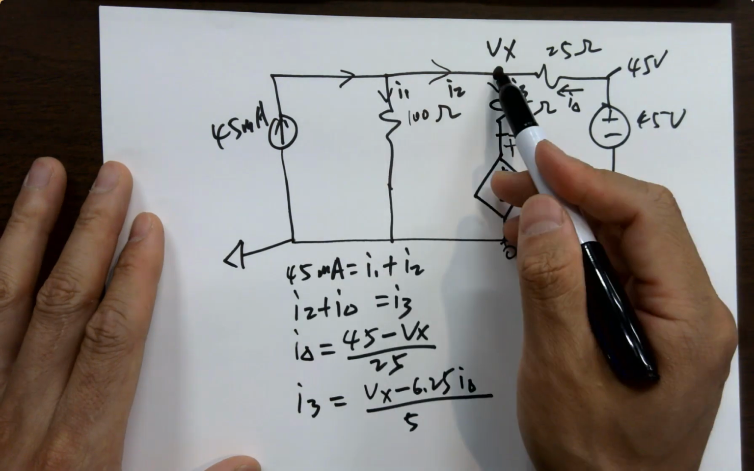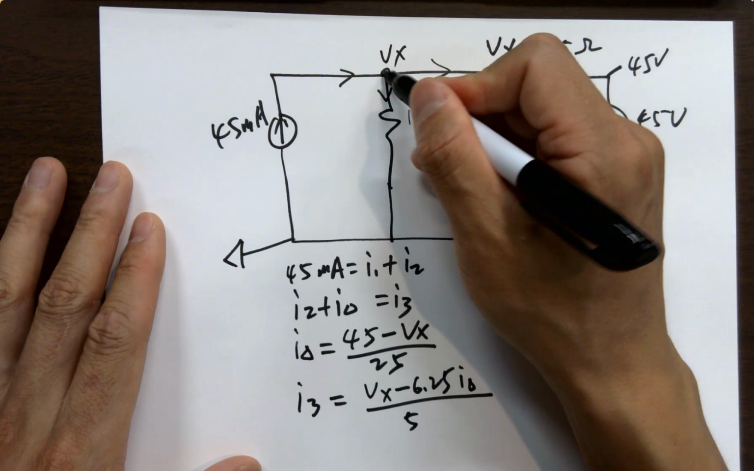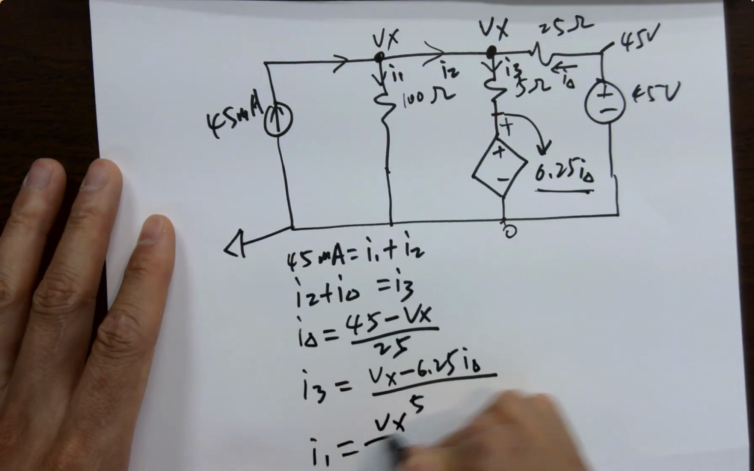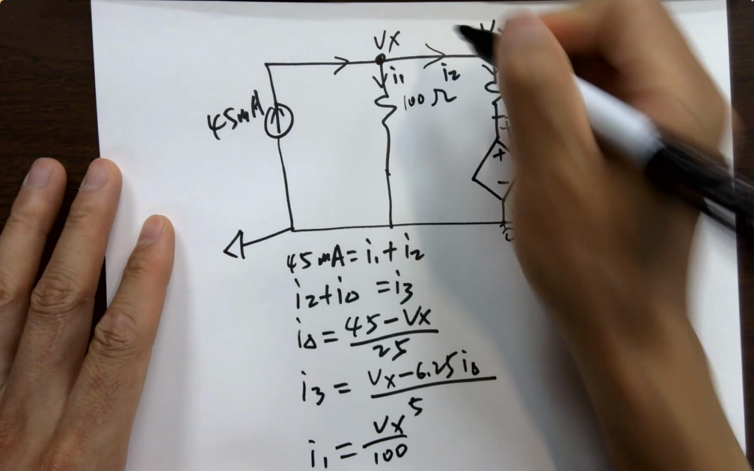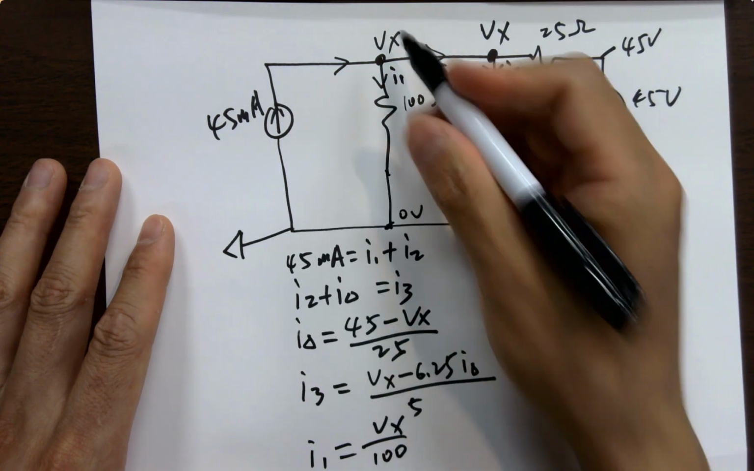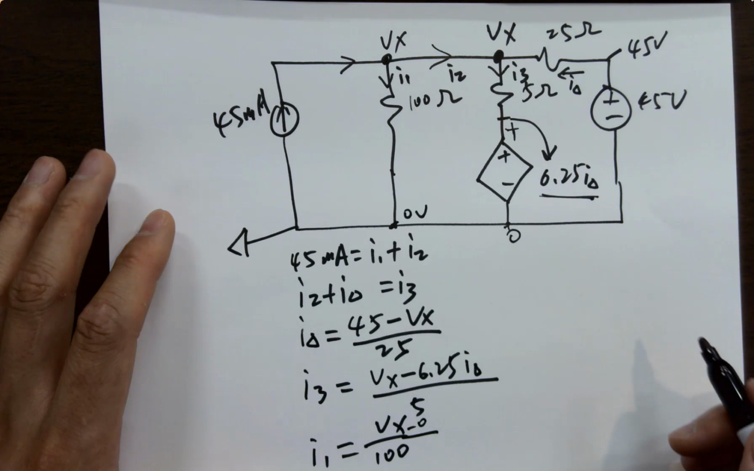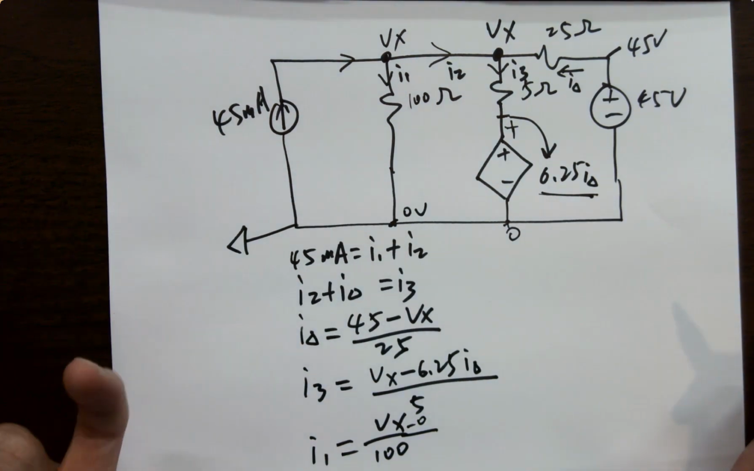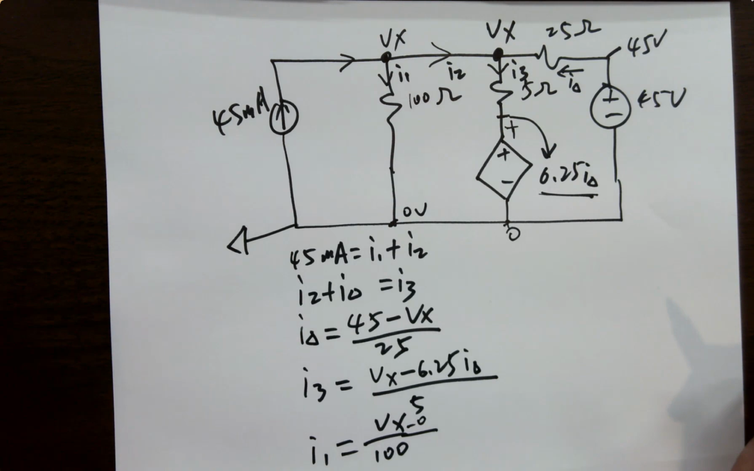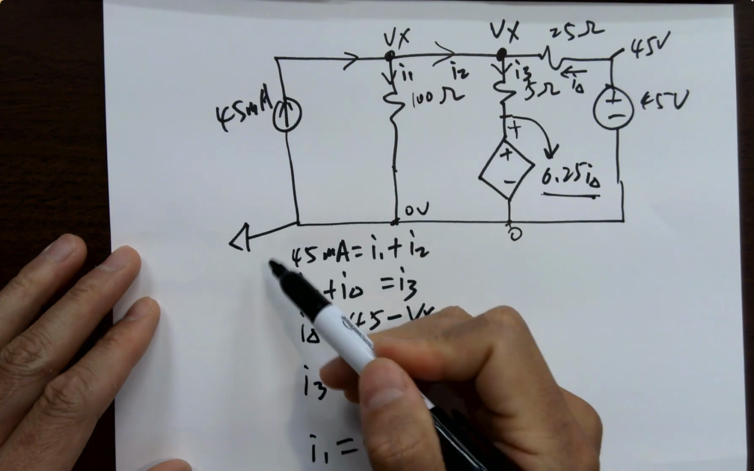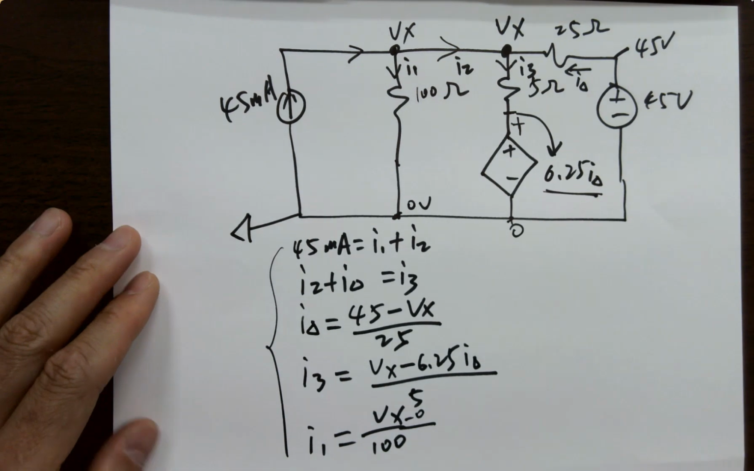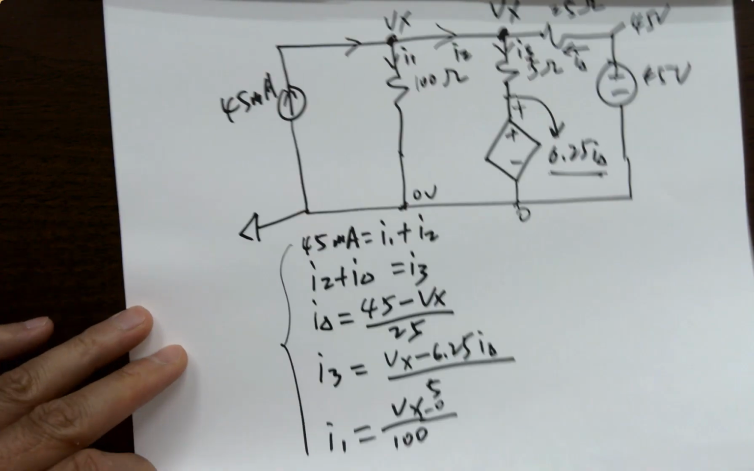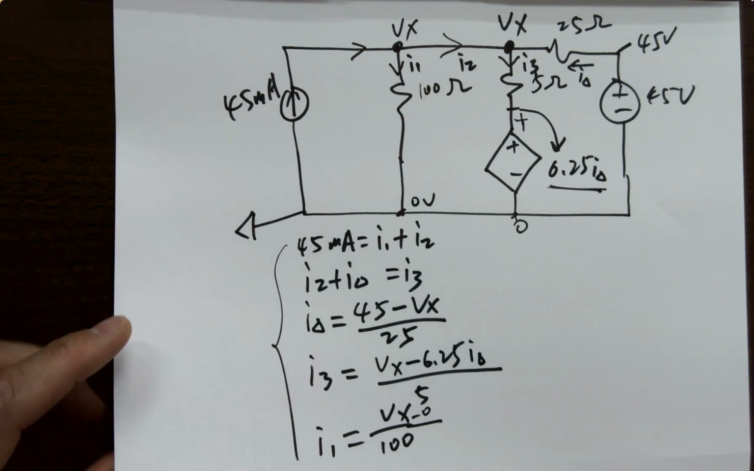I1, yes, Vx here, Vx here. What is I1? Vx over 100. This is 0, right? So Vx minus 0 over 100. How many variables? I1, I2, I3, I delta, 4. Plus Vx, 5. 1, 2, 3, 4, 5. Done. Okay? All right?